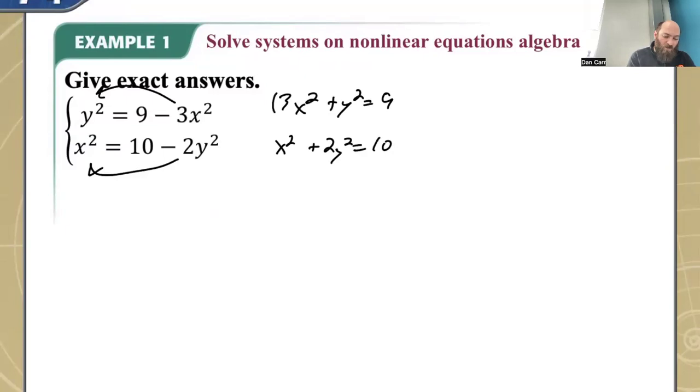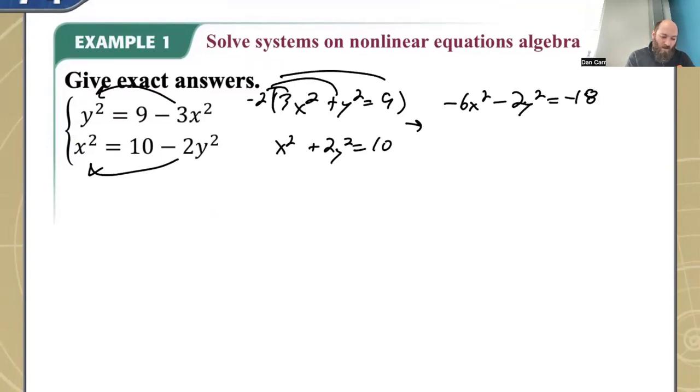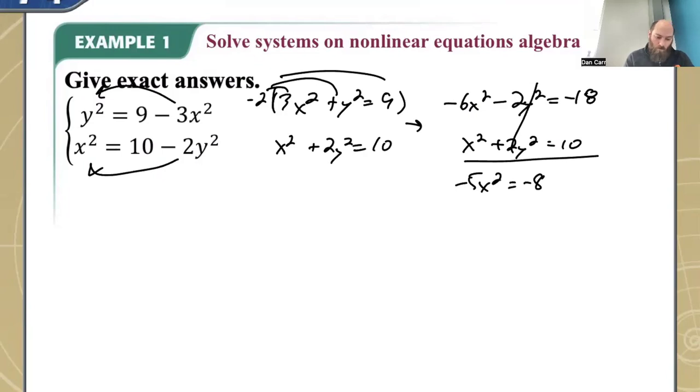For elimination, I'm just going to treat it like my normal linear functions. For example, if I multiply everything here by negative 2, I can eliminate the y squareds. So I do that and I distribute here. So it'll be negative 6x squared minus 2y squared equals a negative 18. And then I have x squared plus 2y squared equals 10. Combine these so that these cancel out. I'm going to have negative 5x squared equals a negative 8. Divide both sides by a negative 5 so that x squared is equal to 8/5.